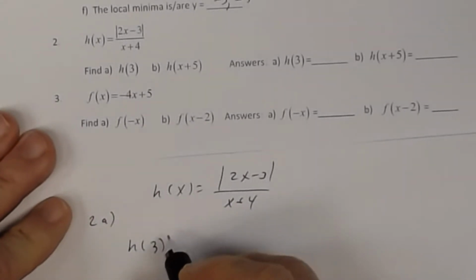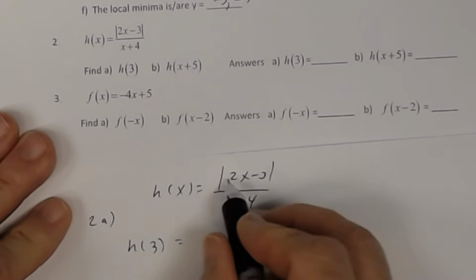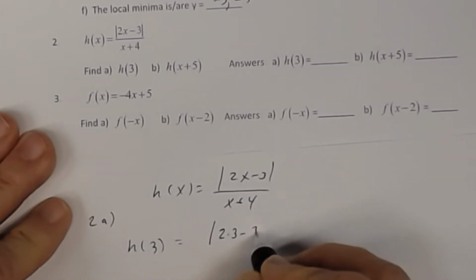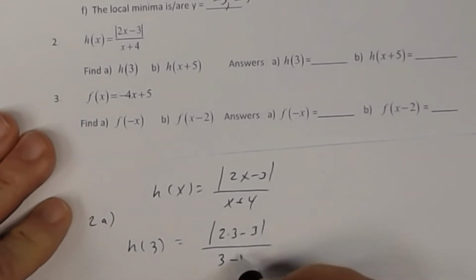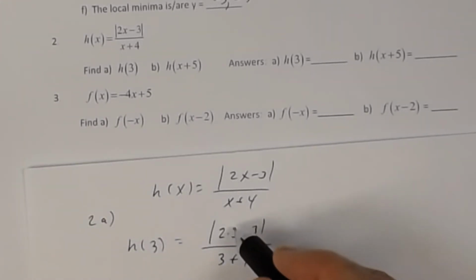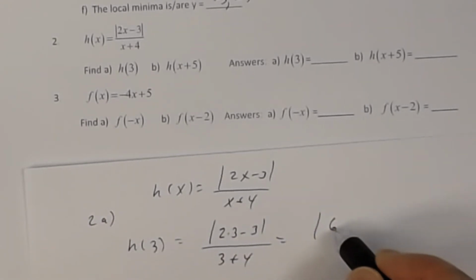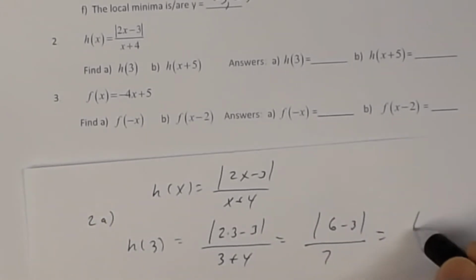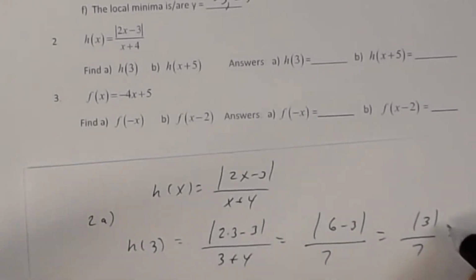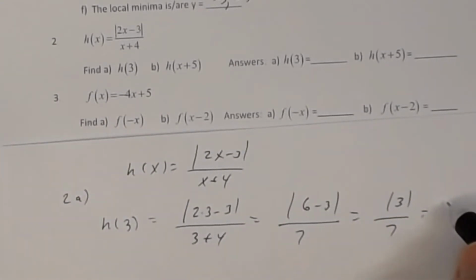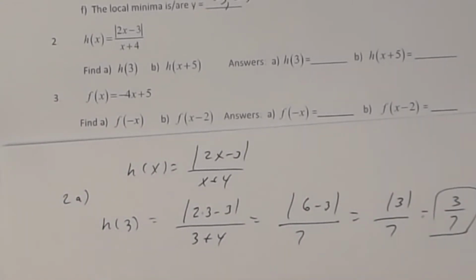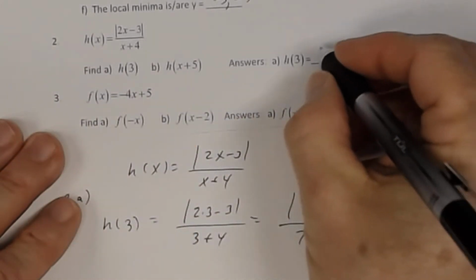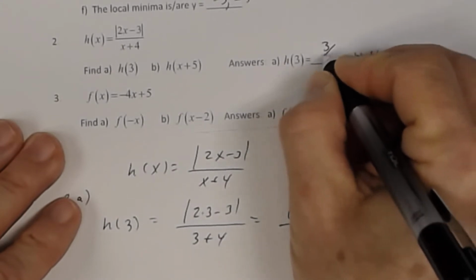Remember, h of 3 means wherever you see the variable x, you substitute 3. Now remember, that's absolute value here, so be careful in the numerator. So that's the absolute value of 2 times 3 minus 3, divided by 3 plus 4 in the denominator. 2 times 3 is 6, so that's the absolute value of 6 minus 3 divided by 7. 6 minus 3 is 3, so that's the absolute value of 3 divided by 7. Now get rid of the absolute value bars. The absolute value of 3 is a positive 3, so that's 3 sevenths. So in 2a, the answer is 3 sevenths.